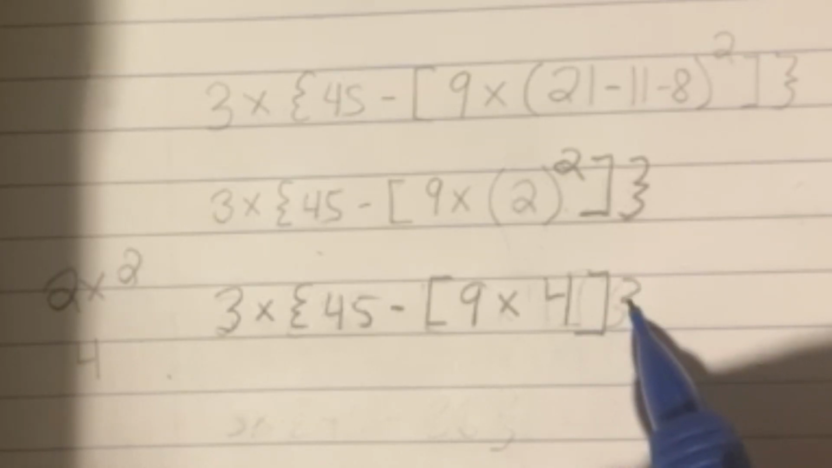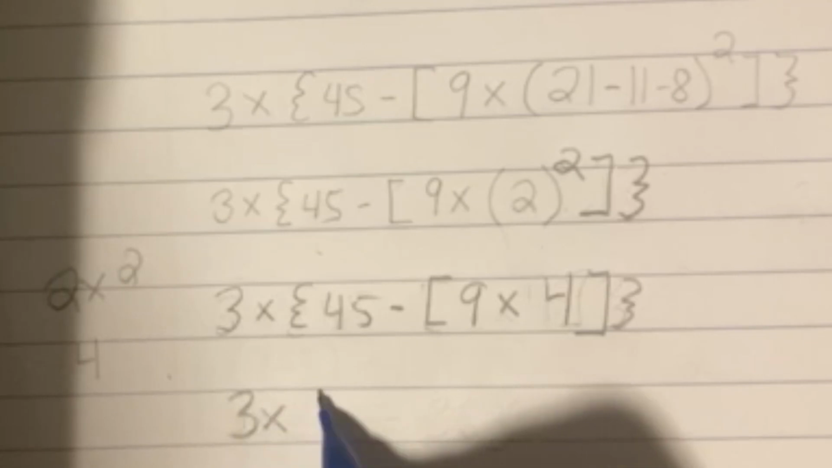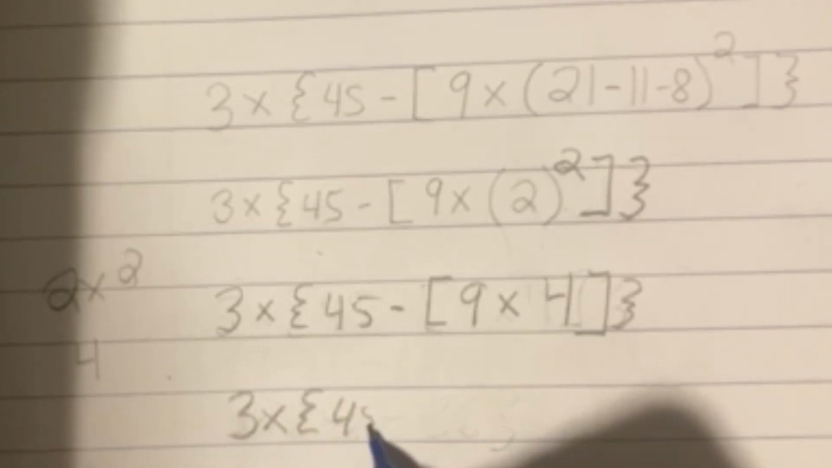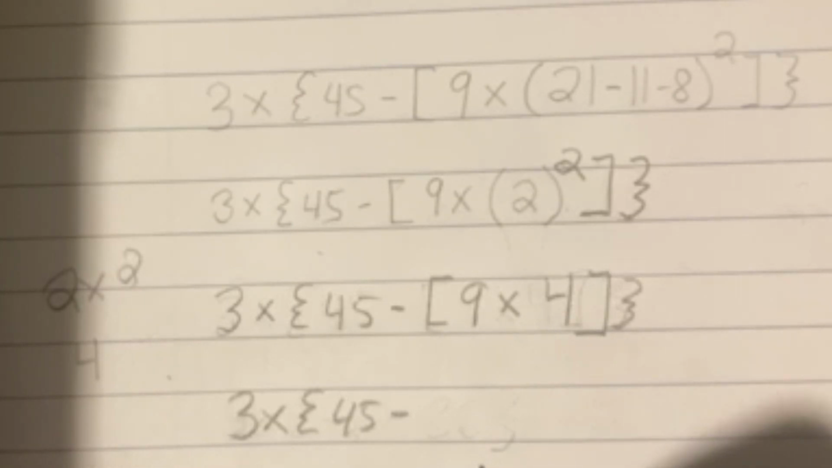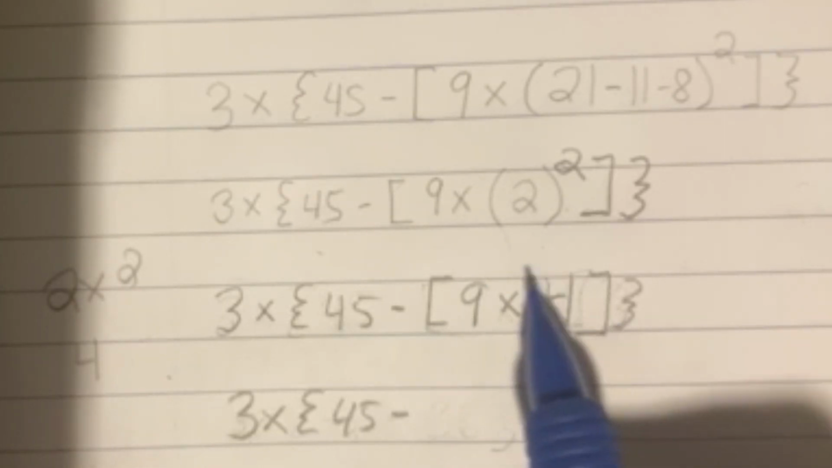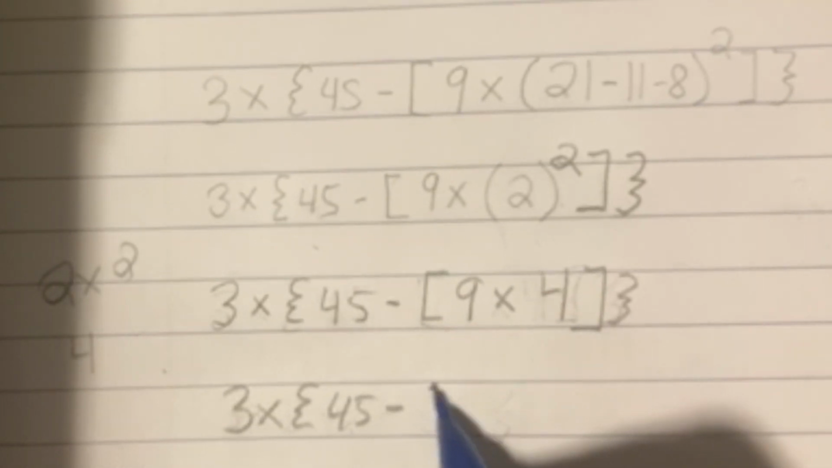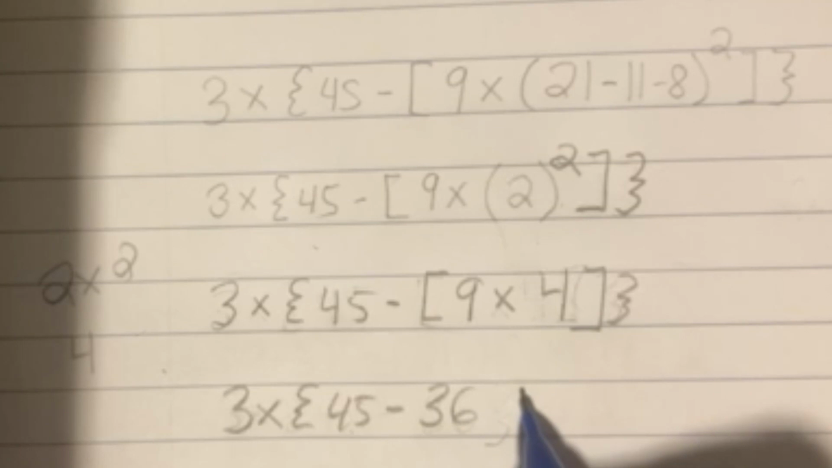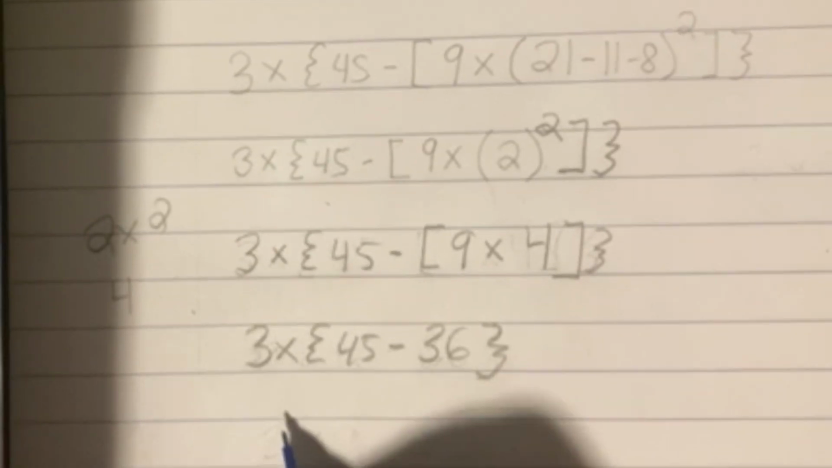Now we're going to have 3 times open brace 45 minus 9 times 4. This is in our bracket. That's the next parentheses we need to deal with. So 9 times 4 is going to be 36. We solved for what's in the bracket, so we can take it out, and then we're going to close our brace. Now we just have what's in our brace left.